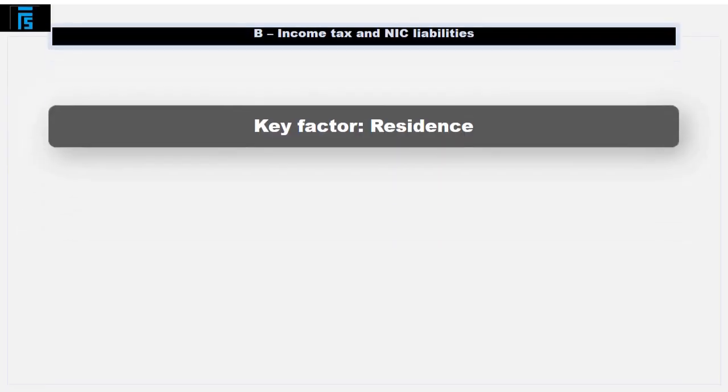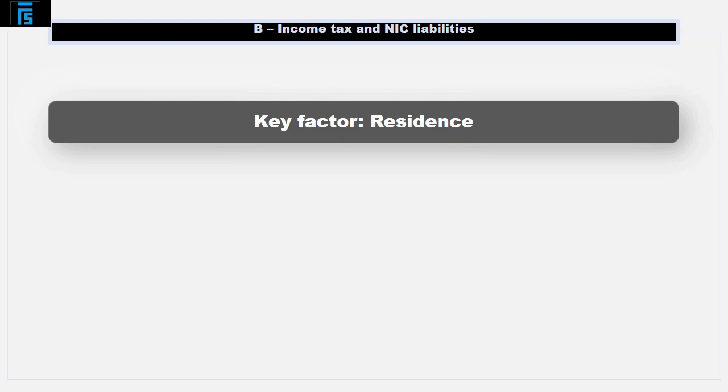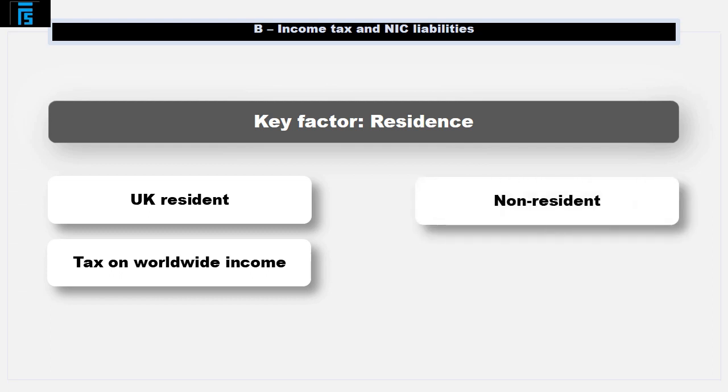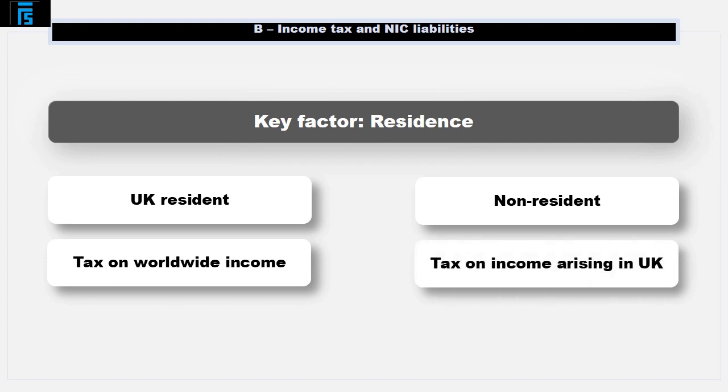One of the key factors to determine which people are subject to tax in the UK is their resident status for tax purposes. This is not necessarily the same as the ordinary meaning of the word residence, but based on specific tax legislation. An individual who is determined to be UK resident for a tax year is liable to UK tax on their worldwide income, whereas a non-resident individual is only liable on income arising in the UK.